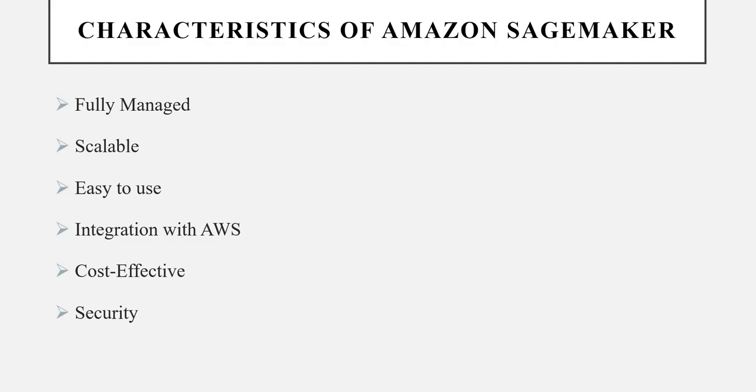The next is security. SageMaker provides security features such as VPC support, encryption at rest and in transit, and access controls, ensuring that machine learning models and data are kept secure. So these are all the characteristics of Amazon SageMaker. Let's move to the next slide.